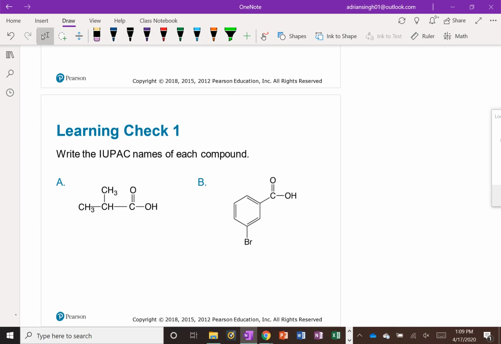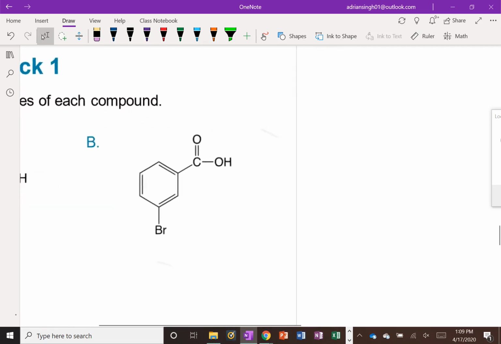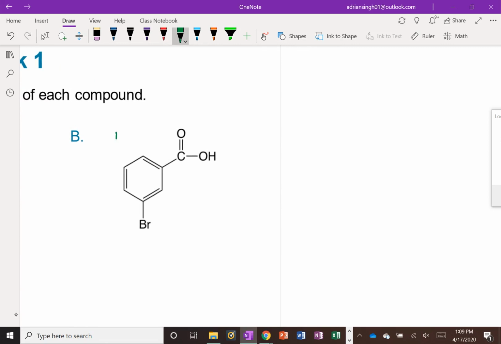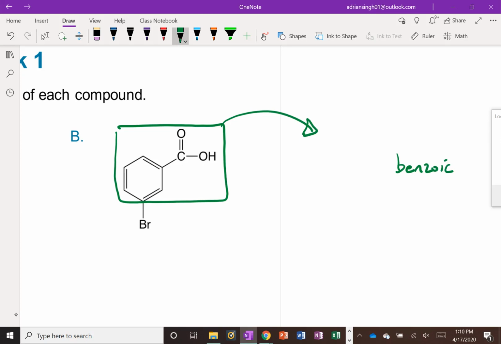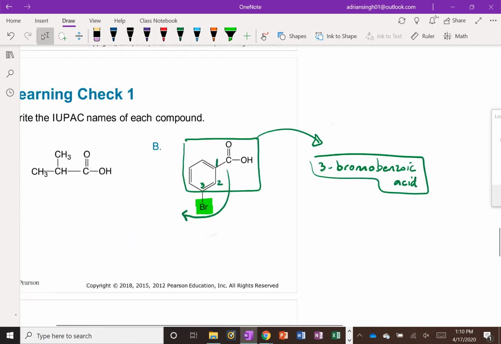All right, let's take a look at another one. We'll do B down here. All right, so here we see our benzene with carboxylic acid attached. Right, so that entire thing is known as benzoic acid, which means this carbon here is carbon 1. And then you'll notice that we have a bromine attached to that ring as well. So to give the lowest number possible to that bromine, we'd want to number our ring going clockwise this way. So this will be 2, and that'll be 3. So we have a 3-bromobenzoic acid as the name for that molecule.